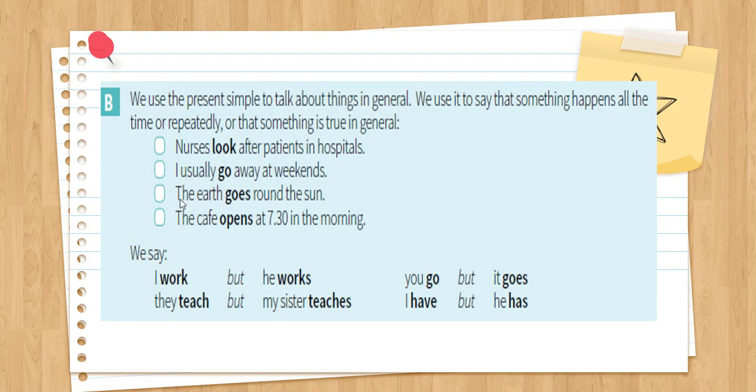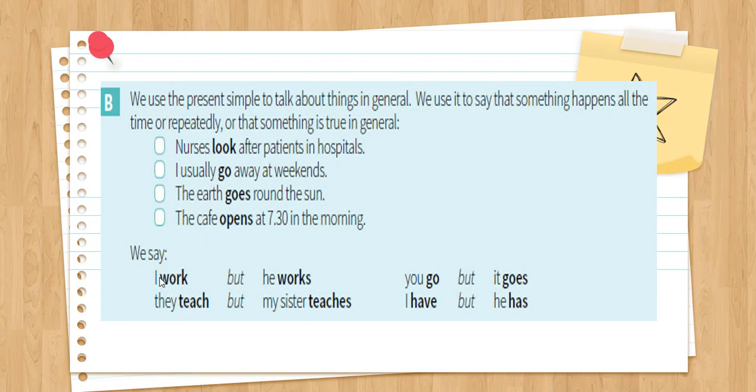The earth goes round the sun. It is a truth, right? The earth goes round the sun. It will never change. Okay, the cafe opens at 7:30 in the morning. The cafe opens at 7:30 in the morning. It means that the cafe always opens at that time. Okay, that's why we use the present simple.